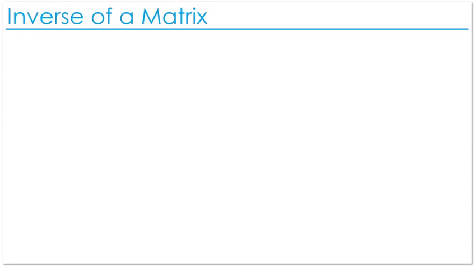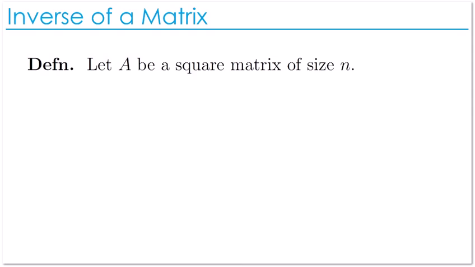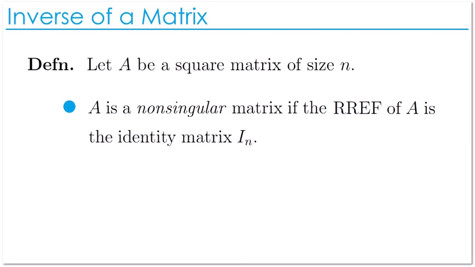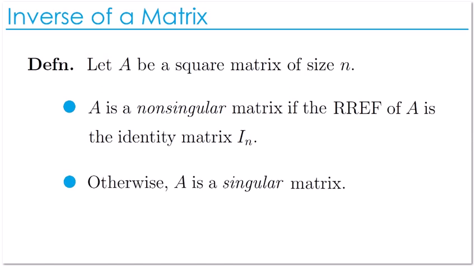For today's lesson, we'll talk about the inverse of a matrix. So first, let's consider a square matrix A of size n. We say that A is a non-singular matrix if the RREF of A is the identity matrix I sub n. Otherwise, A is called a singular matrix.